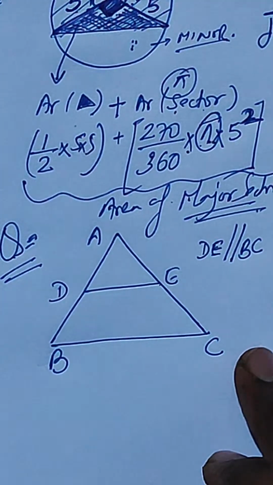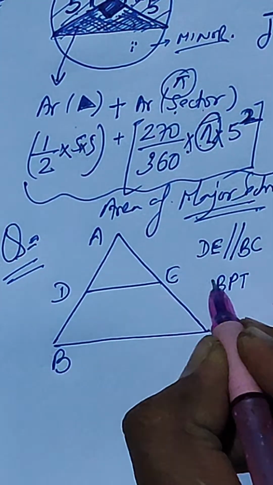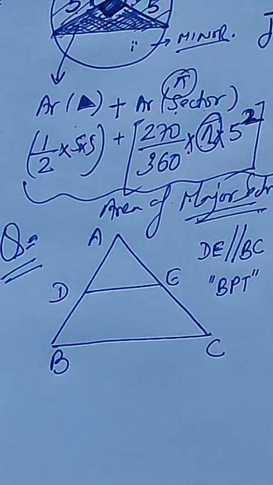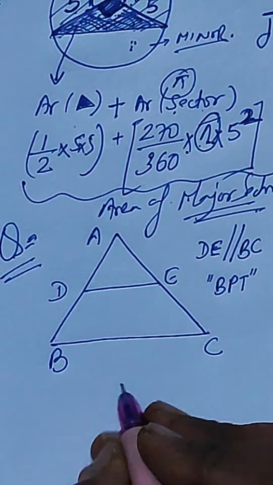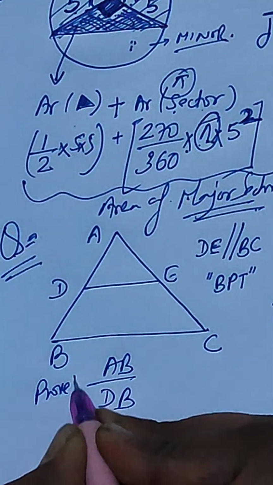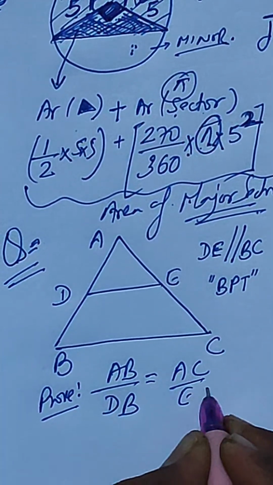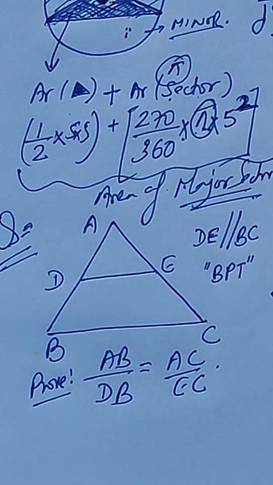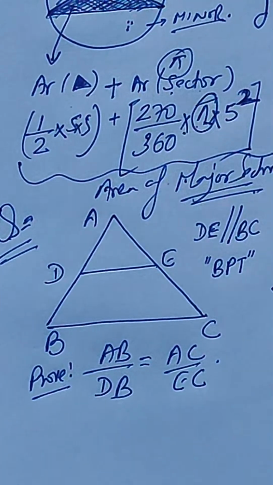So in the given figure, DE is parallel to BC. Using the basic proportionality theorem, the BPT, I think this is already remembered. We need to prove that AB by DB is equal to AC by EC. I think it's very easy, you can solve it, isn't it? Can anyone solve this question? This is very simple because this is a basic proportionality theorem.